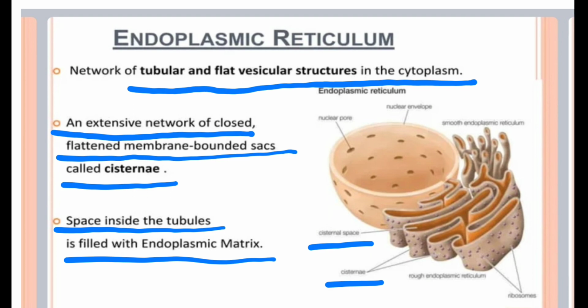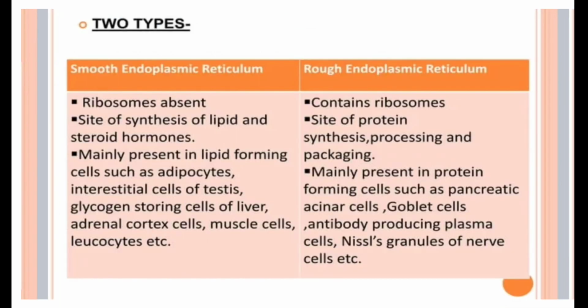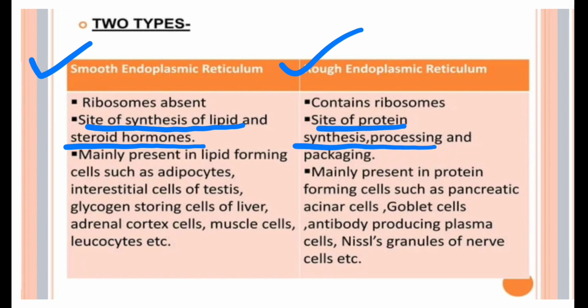with endoplasmic matrix. Next we will see there are two types of endoplasmic reticulum. The first one is smooth endoplasmic reticulum, and the next is rough endoplasmic reticulum. What is the difference? In the smooth endoplasmic reticulum the ribosomes are absent, and in the rough there are ribosomes present on the sides. The main function of the smooth endoplasmic reticulum is the synthesis of lipids and steroid hormones. In the rough endoplasmic reticulum, the main function is protein synthesis, processing and packaging.